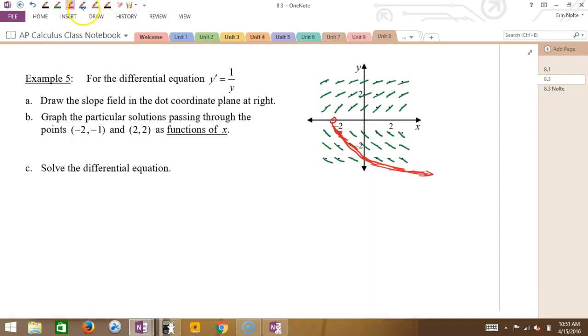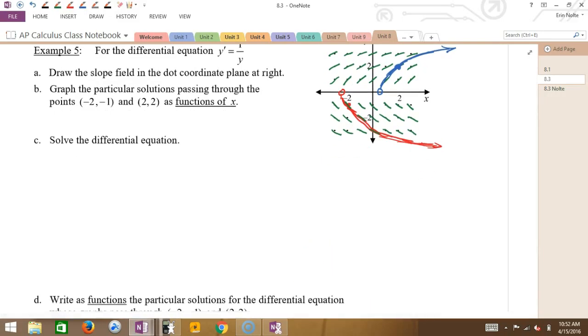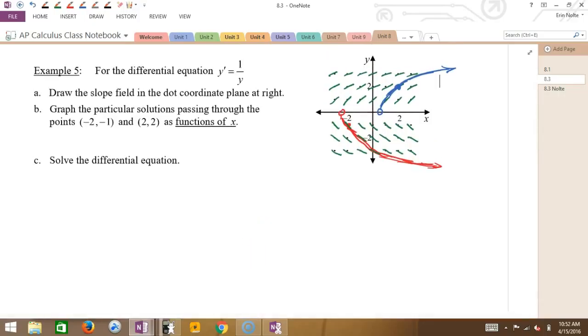Okay, so let's do it off of 2, 2. That's right here, up here in the 1st quadrant. So this one is going to go like this, and then levels out. So what kind of graphs am I drawing? Sideways parabolas. Which function is that? Square roots. Okay, so that means when I solve my differential equation, I should have square roots. Yes.